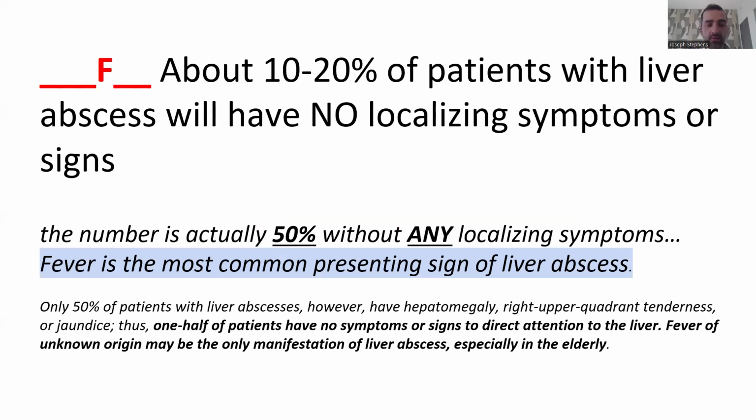About 10 to 20% of patients with liver abscess will have no localizing symptoms or signs. That's false. The number is actually half don't have any localizing symptoms. So fever is the most common presenting sign of liver abscess, and liver abscess could be a source of a fever of unknown origin.